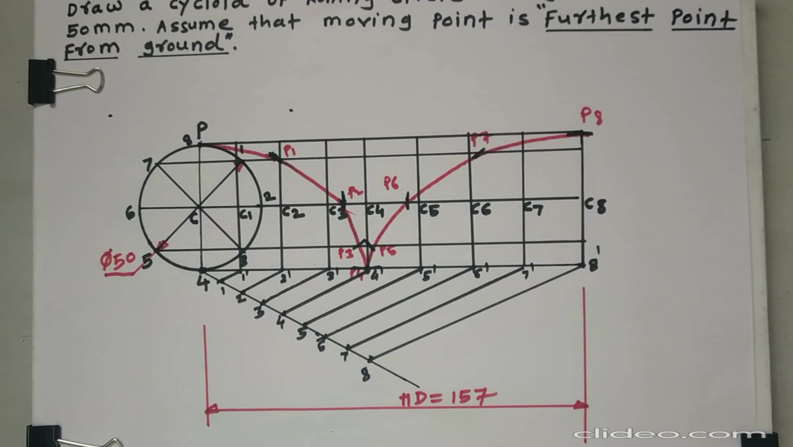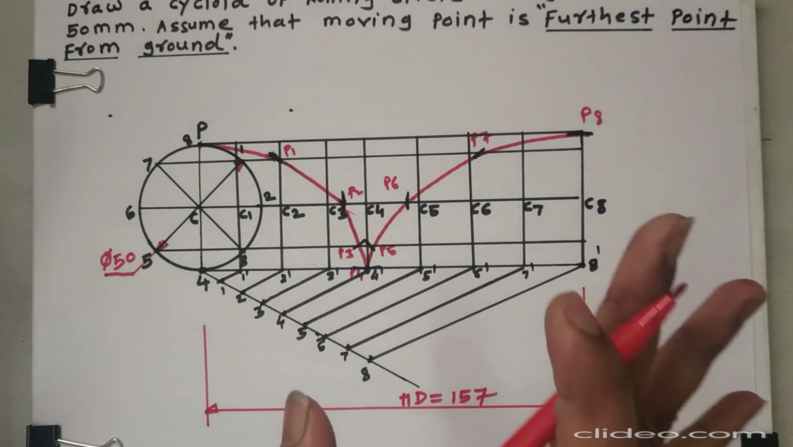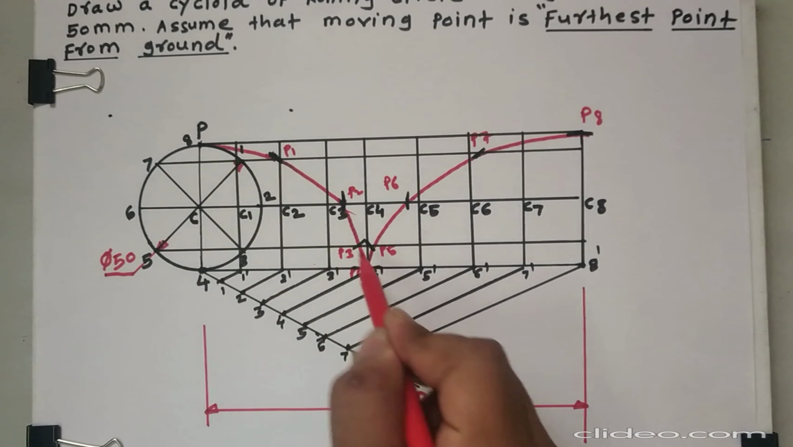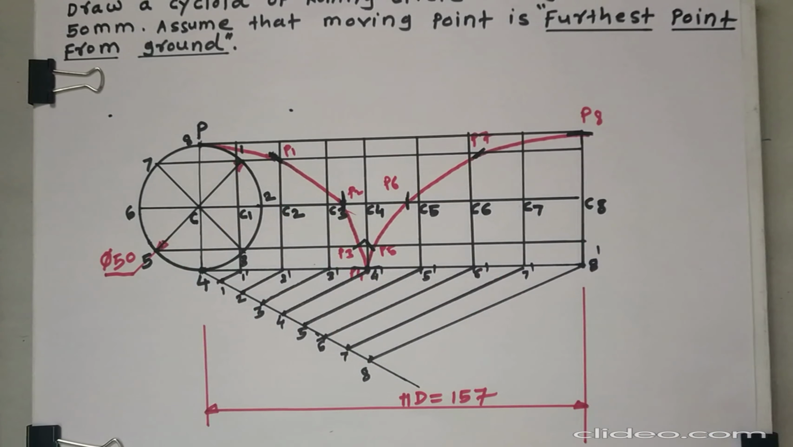So this is how we need to construct the cycloid if the point P is the furthest point from the ground. In this, one thing you have to remember: all lines should be light, only this red line should be dark. Remaining all lines you need to draw thin.